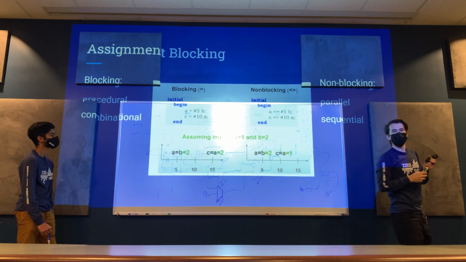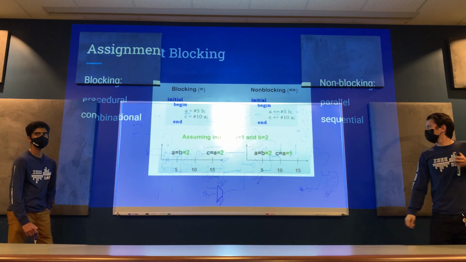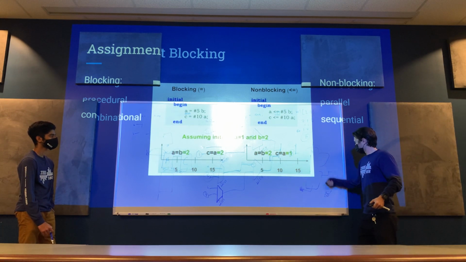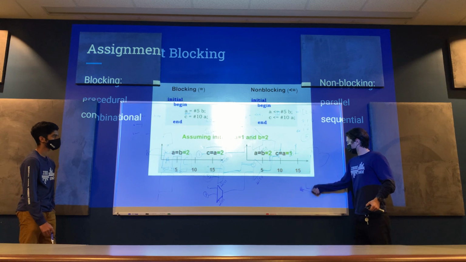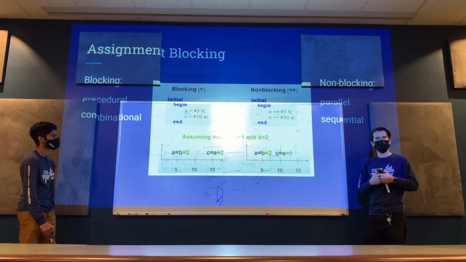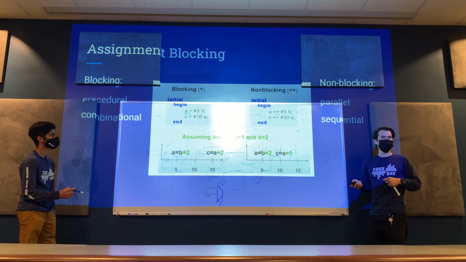Wait, would there be undefined behavior, because at timestamp 10, A would be switching to something else, and then C would also be switching to something else? That's a good point. I don't know. I'd actually have to give that a try, put it in ModelSim, and give it a go.